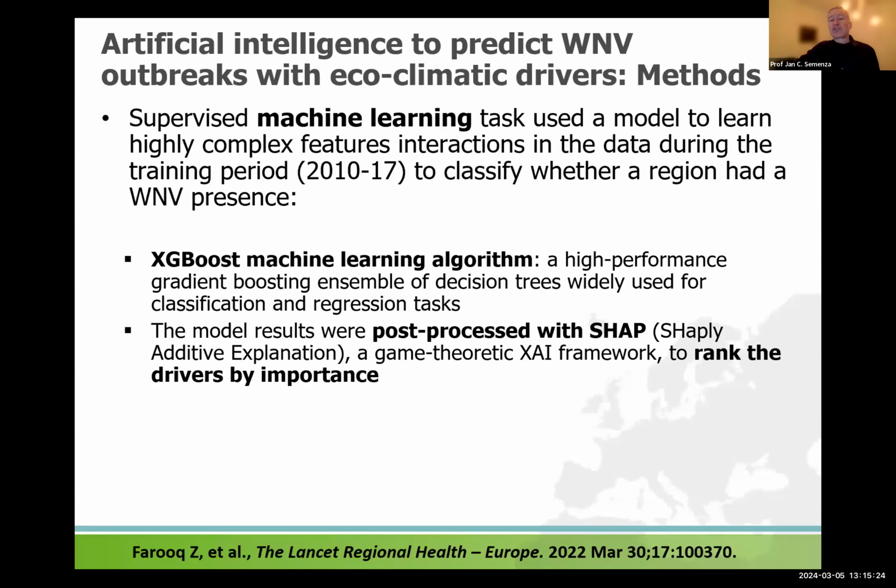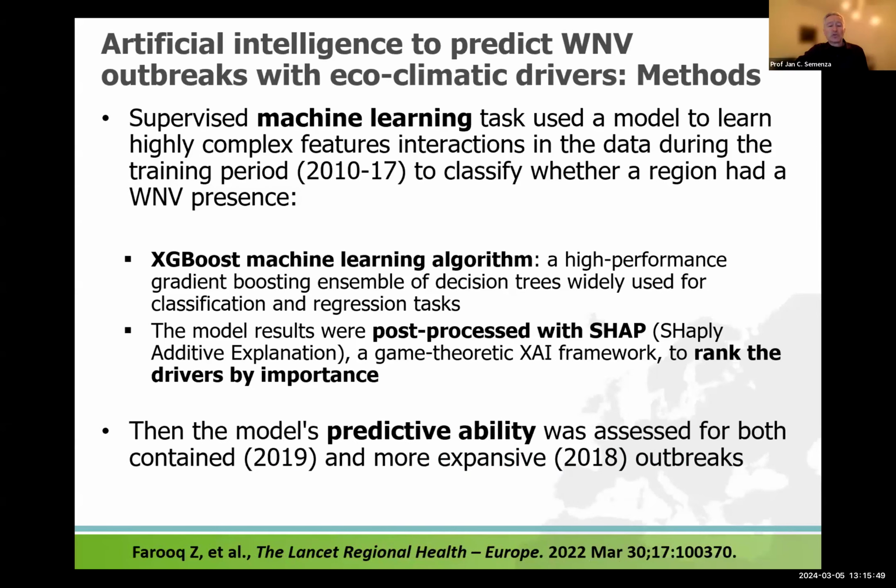And so we basically trained the machine, through this machine learning algorithm, to process all these variables that I mentioned earlier in this XGBoost machine learning algorithm to identify risk factors or determinants of these West Nile fever outbreaks in Europe. And we ranked these drivers with this post-processing method, the Shapley method, in order to then come up with a predictive model. And we used out-of-sample data, like 2018 and 19, to test our model and evaluate the predictive ability.